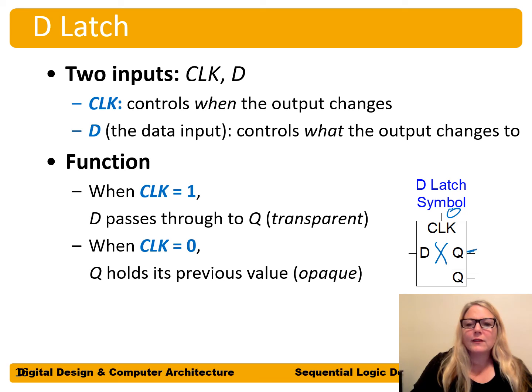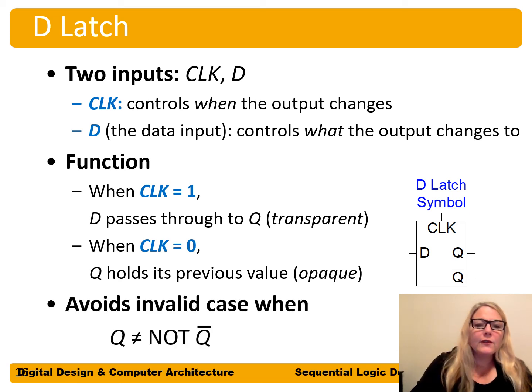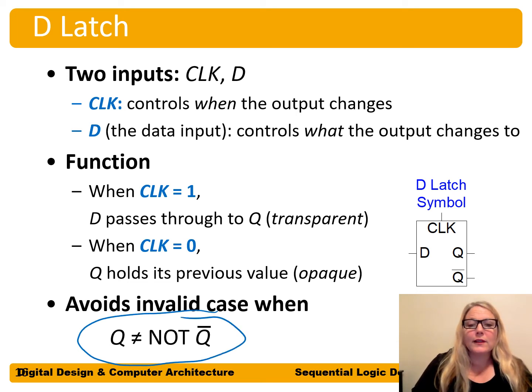D can be changing all at once, 1, 0, but Q is just going to retain whatever it had last time clock was high. And it avoids this invalid case where Q is not equal to the inverse. Q and Q bar do not have the inverse relationship.